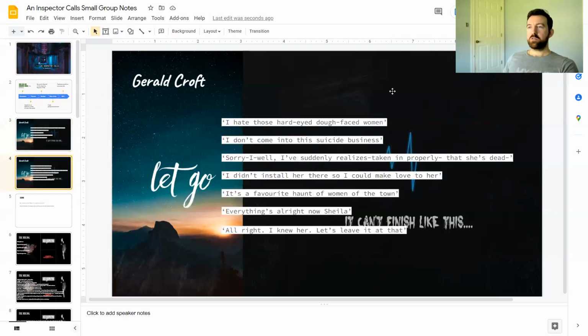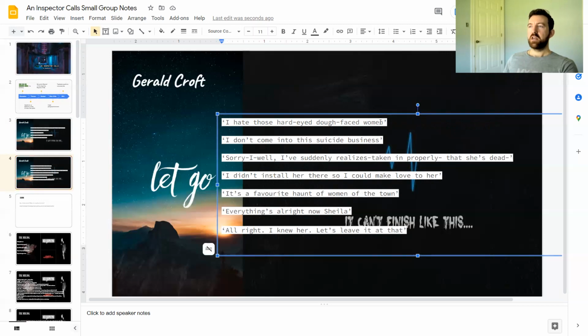Okay, so we've got some quotes to go through with Gerald. There's loads more quotes on Gerald as well, but these are some of my favorite ones. So I'll go a bit deeper into some of these, and then we'll do a model paragraph to finish. "I hate those hard-eyed, dough-faced women." So Gerald, like Eric, and like Arthur, really, at certain points, show a little bit of misogynistic viewpoints on women. This is probably one of the worst things about Gerald, outside of the fact that he doesn't want to take responsibility.